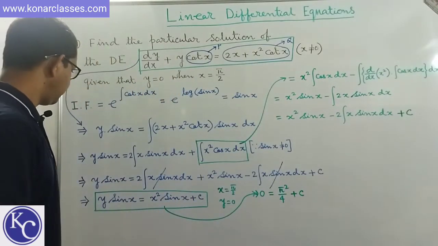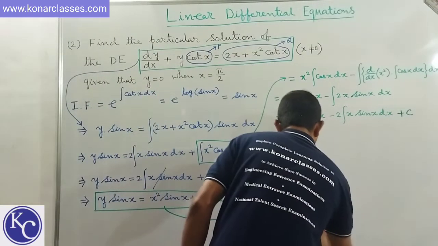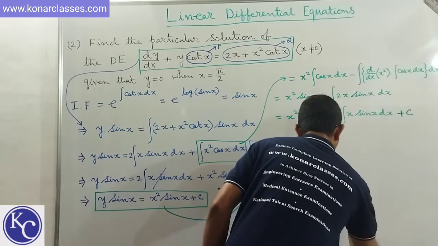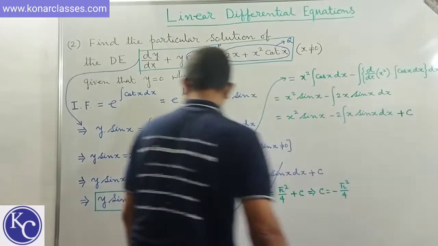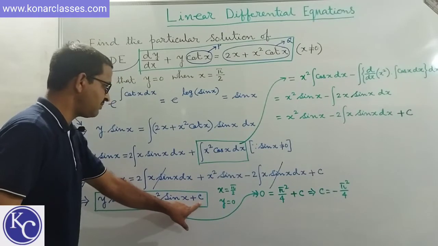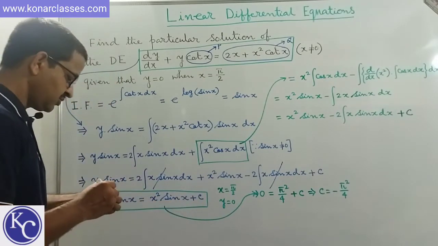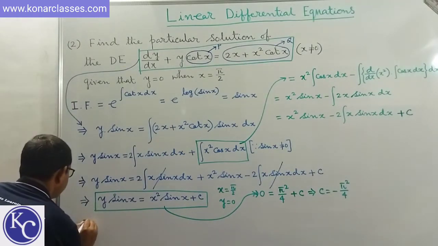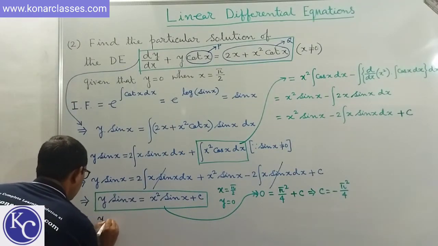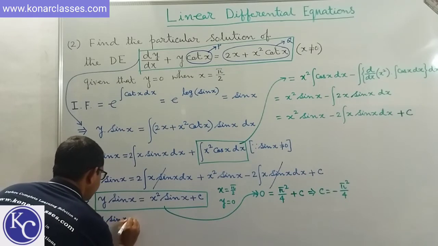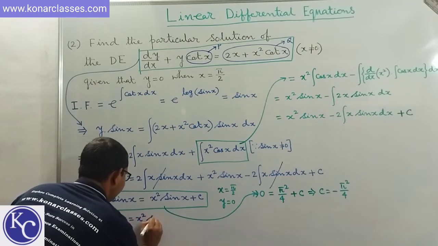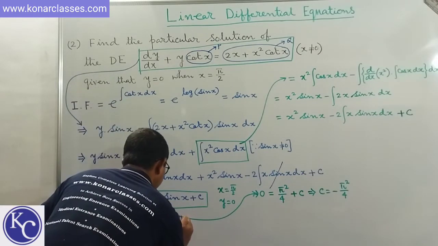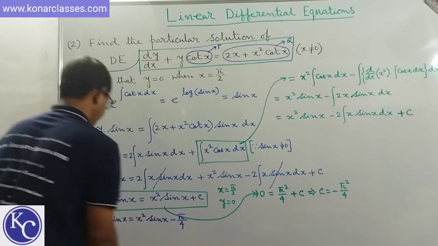Correct? So from here what do we get, dear students? We get the value of c is equal to minus pi square by 4. Now that value of minus pi square by 4 we will apply here. So what will be our particular solution? The particular solution will be something like this: y sin x is equal to x square sin x minus pi square by 4.